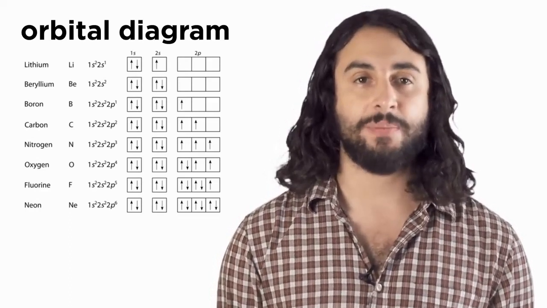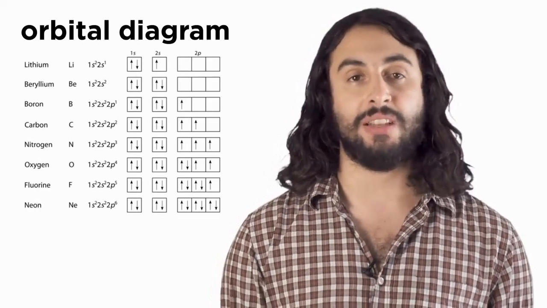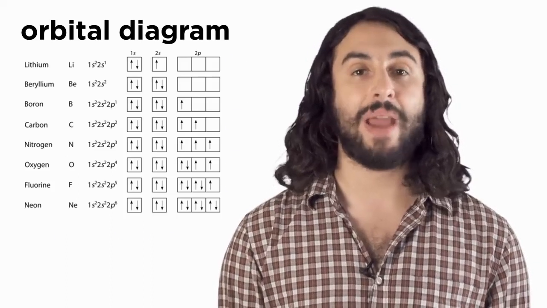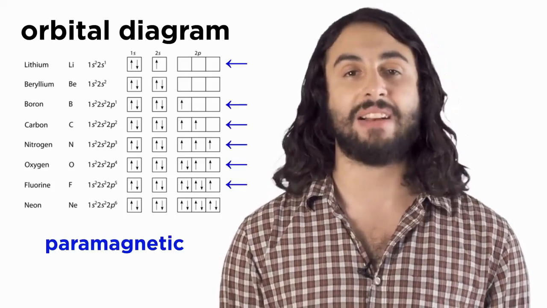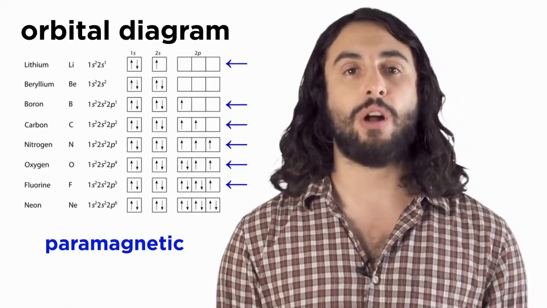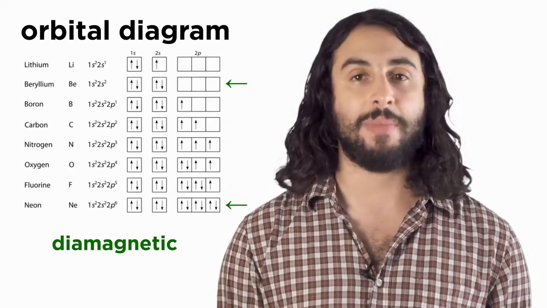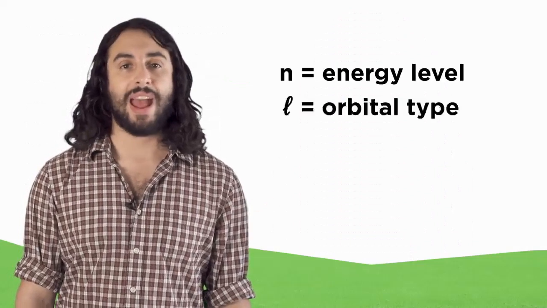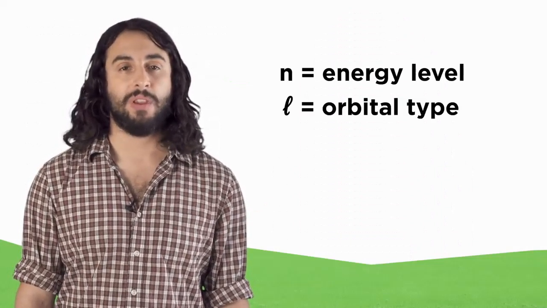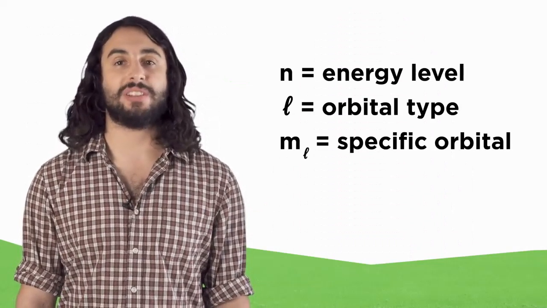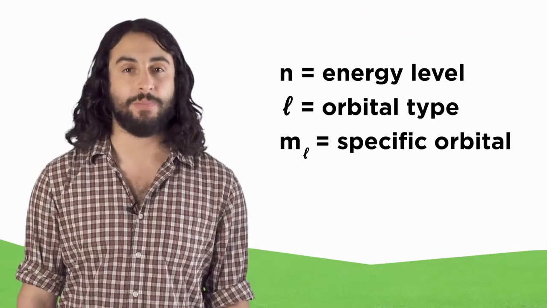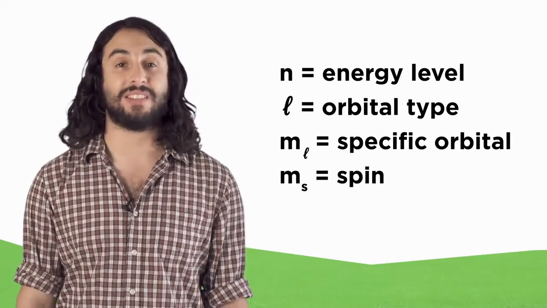For a quick definition, atoms with unpaired electrons in their orbital diagrams are called paramagnetic and are attracted by a magnetic field. Atoms with all of their electrons paired are diamagnetic and are not affected by a magnetic field. So to summarize, n tells us the energy level, l tells us what type of orbital, m sub l tells us which specific orbital amongst a set, and m sub s tells us the spin.